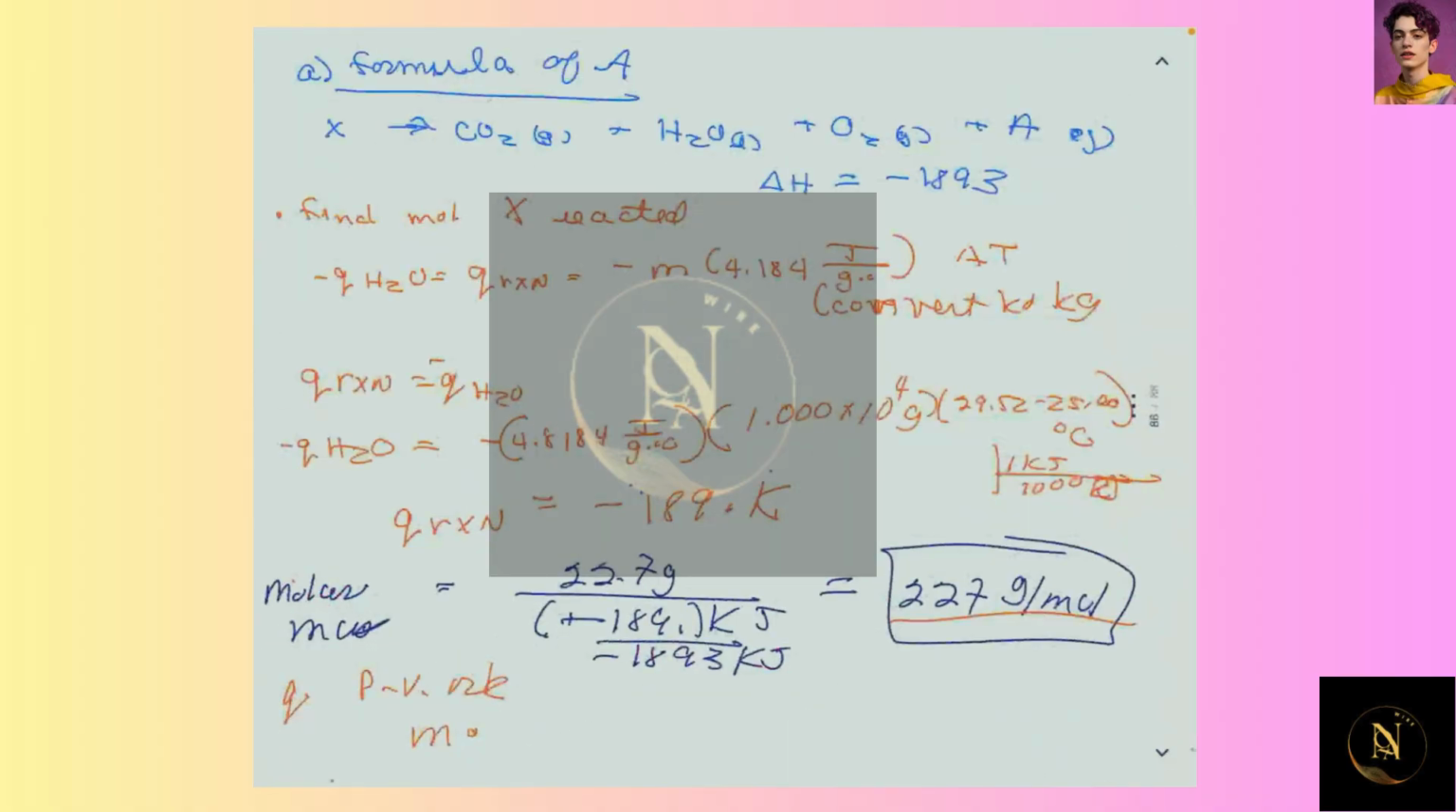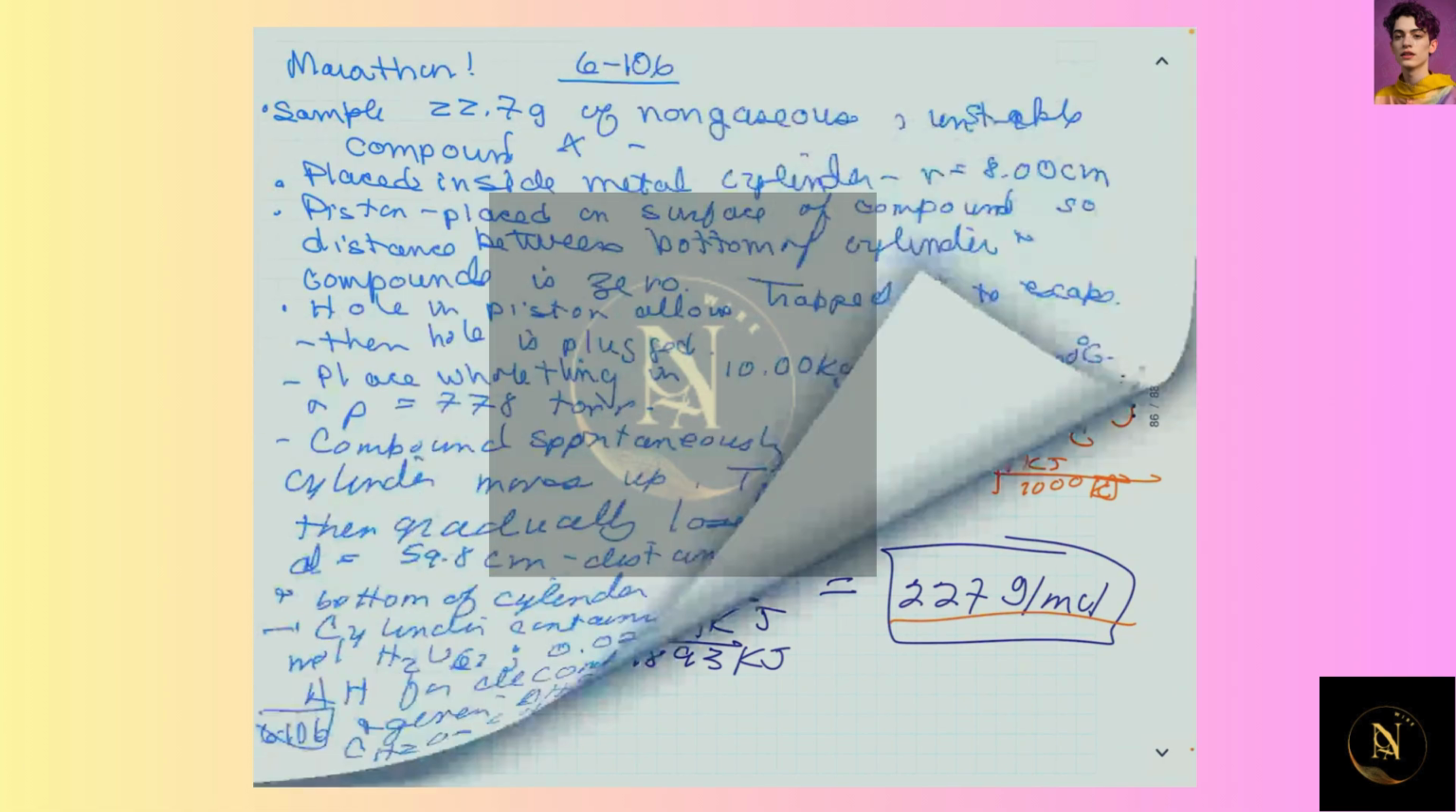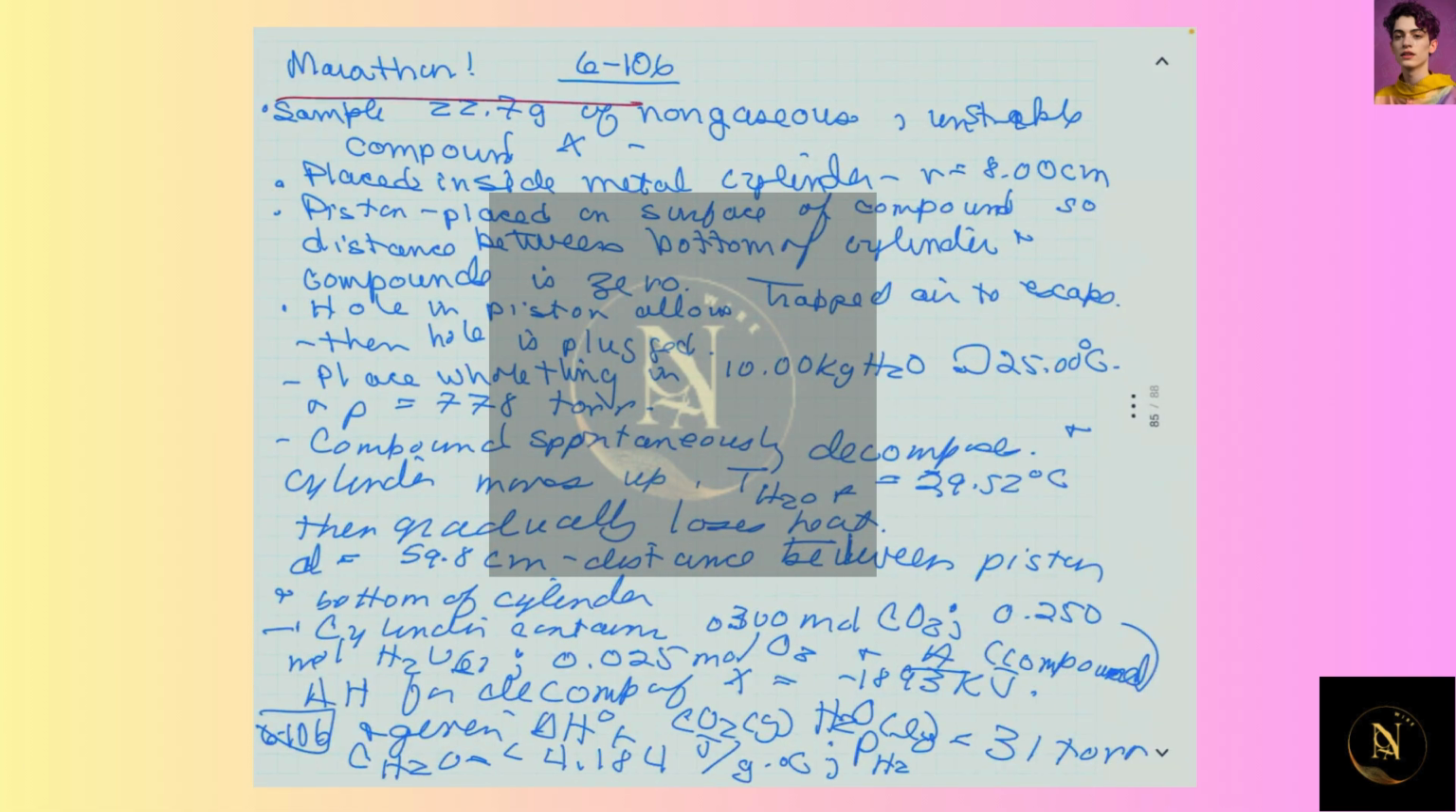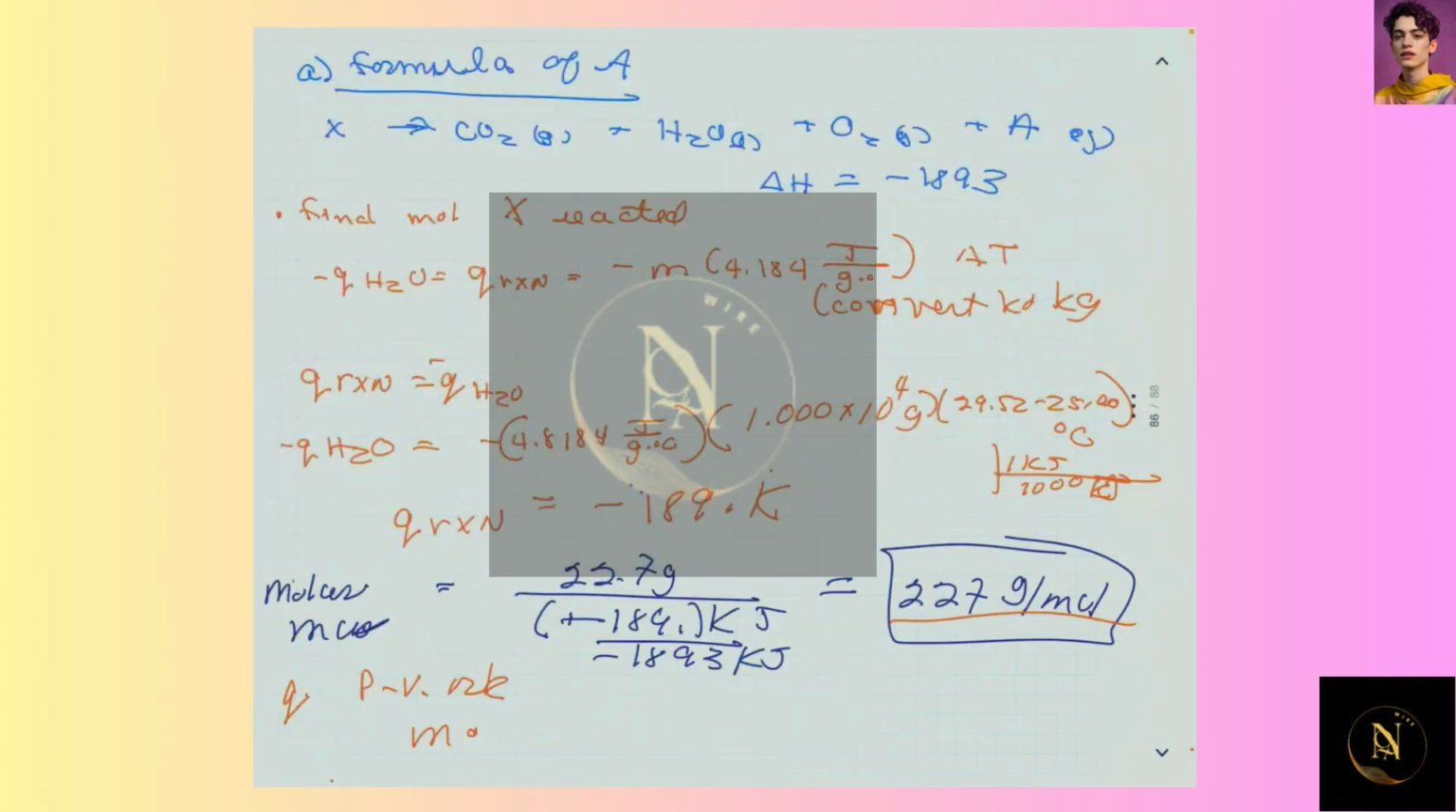I have an absolutely huge problem here, and it's a marathon problem. We're given an absolute ton of information here. And for our first order of business, we're asked to find the formula of X.